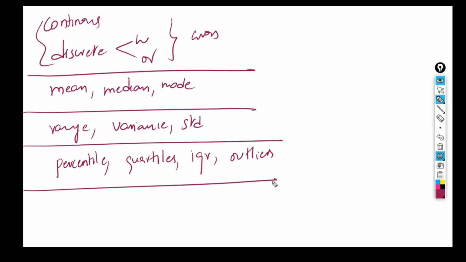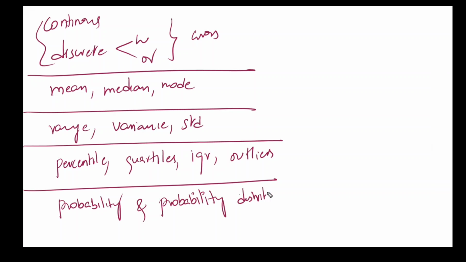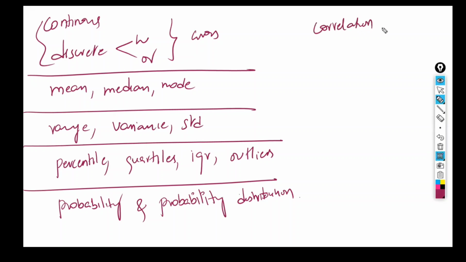Then after that, what is the next one we have done? Probability. We have calculated the probability and probability distributions. In probability, we have seen what probability is, and in probability distributions, we have seen the discrete probability distribution along with the continuous probability distribution. And we have calculated the correlation and covariance.